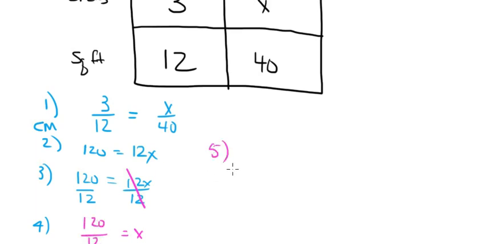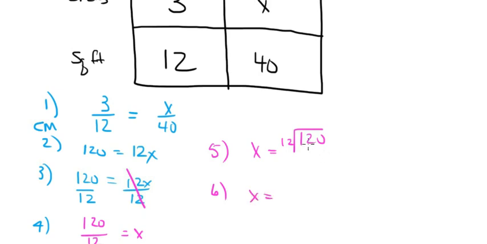So my step 5 over here, I'm just going to rewrite this down. X equals 120 divided by 12, right? Isn't 120 divided by 12 the same thing as 120 over 12? It is, right? So I'm just writing it down in a way that I can do the math. So my 6th step is going to be to do the math that I have here.